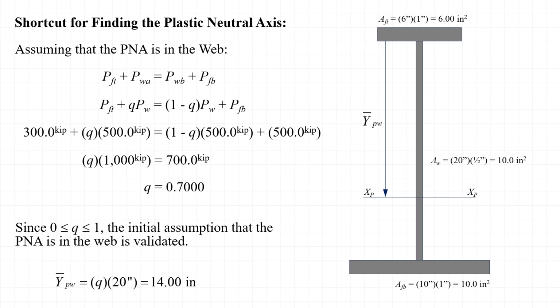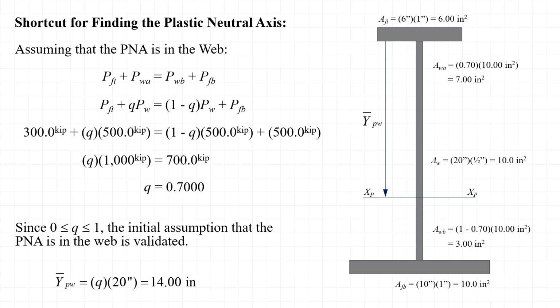And we can now solve for the location of the plastic neutral axis, y bar sub PW, measured from the top of the web. And then we can solve for the area of the web above the plastic neutral axis, A sub WA, and we can solve for the area of the web below the plastic neutral axis, A sub WB.